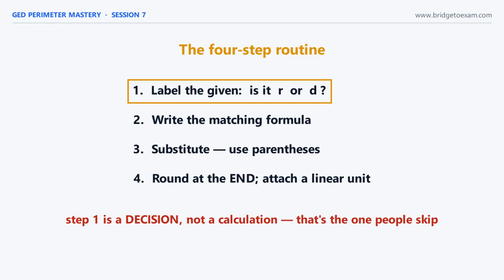So here's a 4-step routine that prevents almost every circle error. 1. Label the given measurement. Is it r or is it d? 2. Write the formula that matches it. 3. Substitute using parentheses. 4. Round only at the end and attach a linear unit. Notice that step 1 is a decision, not a calculation. That's the step people skip.